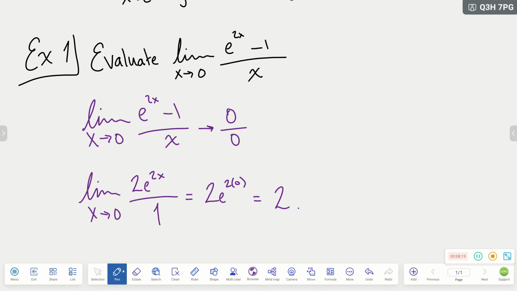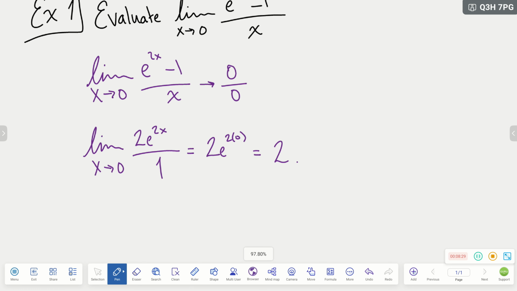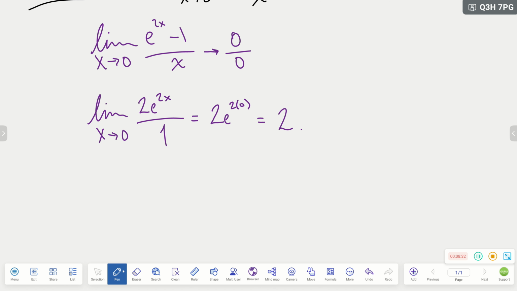That's it. So verify that it's an indeterminate form, take the derivative of the numerator, the derivative of the denominator, and then try to plug in your c value next time. And hopefully you get an answer. Okay.